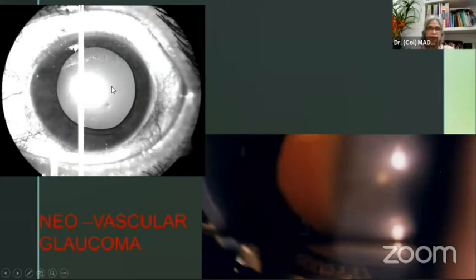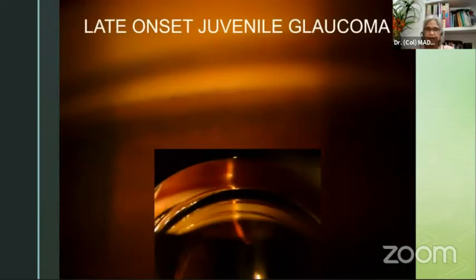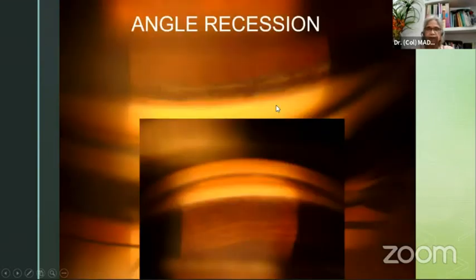In NVG, pupils dilate sometimes so much that you can actually see ciliary processes over here. These are the anterior synechiae of ICE or Axenfeld-Rieger. If unilateral, then it's usually ICE, otherwise it's Axenfeld-Rieger. This is late onset juvenile glaucoma. Look at these beautiful ciliary processes and the not so well formed angle. This is angle recession. This is the broadening of ciliary body band. This is cyclodialysis and this is iridodialysis.